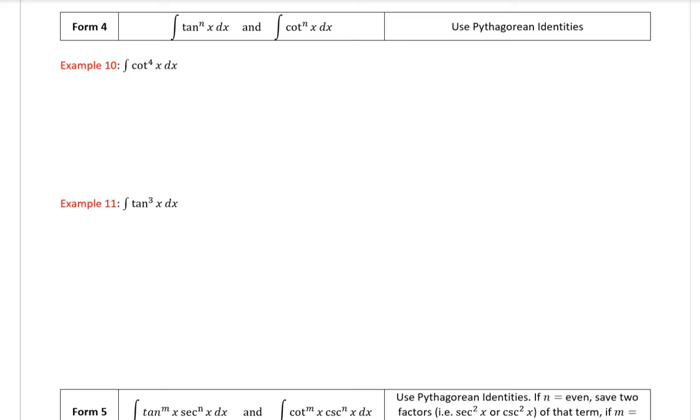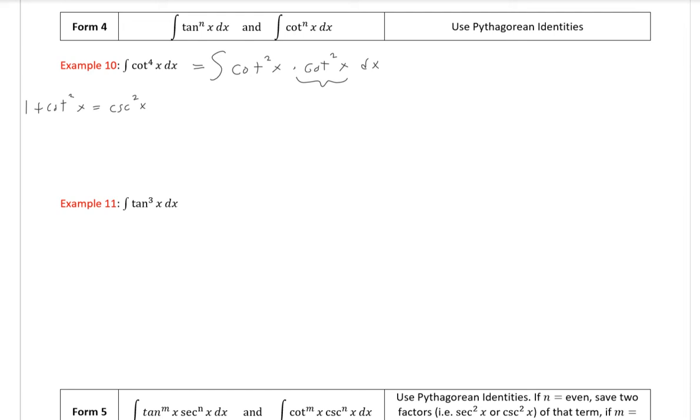So cotangent to the fourth power. What I'm going to do is simply use a Pythagorean identity. Note that the Pythagorean identity we have for cotangent is 1 plus cotangent squared x equals cosecant squared x. So I'm going to do this kind of slowly. What I'm going to do is split this up as the integral of cotangent squared x times cotangent squared x dx. And I'm going to just replace the squared part of it, one of them, with the Pythagorean identity. I don't want to replace all of it with the Pythagorean identity because I want some amount of the original function to stick around.